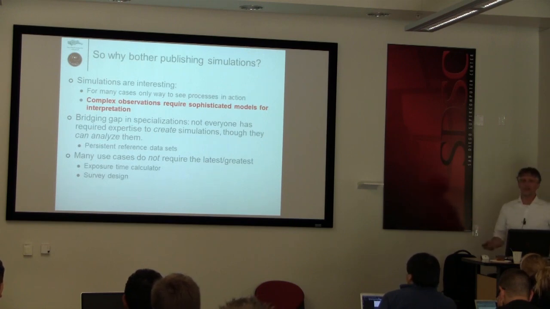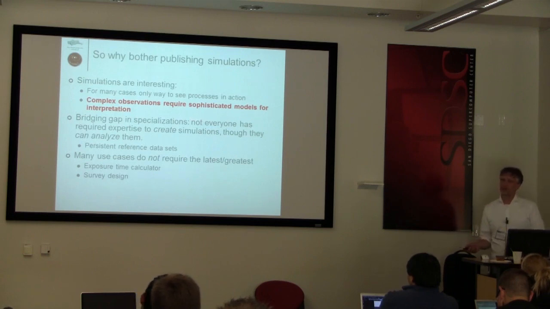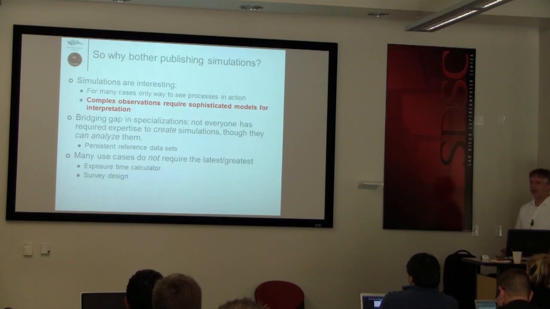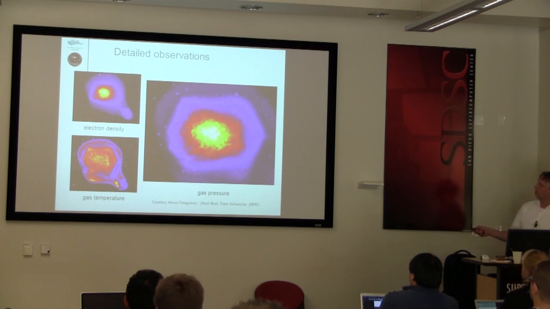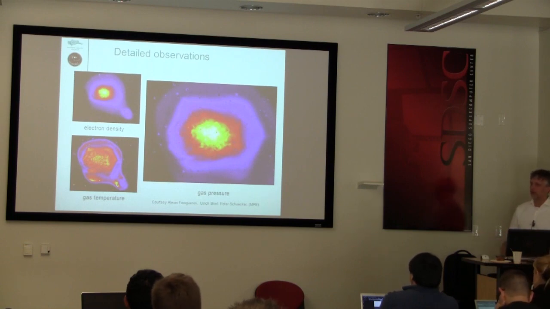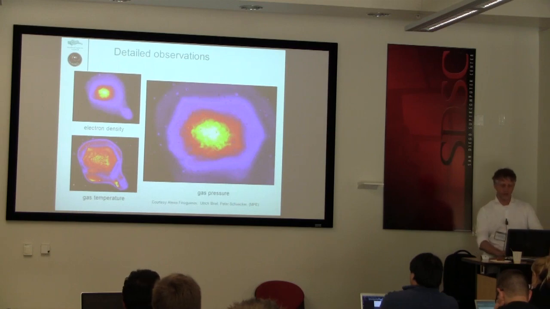Simulations are interesting, the latest and greatest ones. Sometimes it's the only way in which we can see processes in action. It's the best approximation to a laboratory that we have in astrophysics. Another thing is that nowadays we have very complex observations, and complex observations require complex models to try to understand them. These are very detailed X-ray observations, or gas pressure derived for the Coma cluster. They have all kinds of detailed features. Maybe there's turbulence going on inside of that. A spherical cow cluster model doesn't really work there.